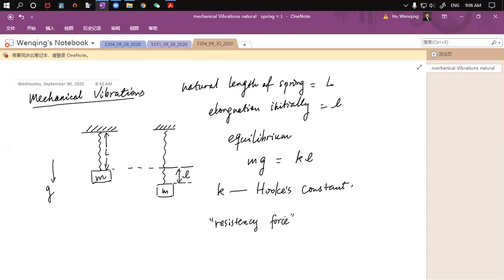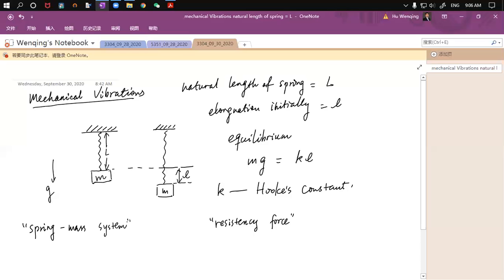So if the spring is elongated, it's going to drag you back. If the spring is compressed, then it's going to push outward. So the resistance force is always in the opposite direction of the deformation, and the magnitude of the resistance force is always proportional to your deformation. The proportionality constant is what we define as Hooke's constant. This is the so-called Hooke's law of springs. This is sometimes also called a spring mass system.